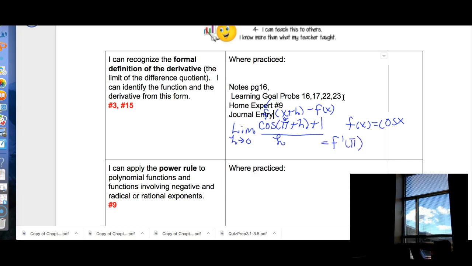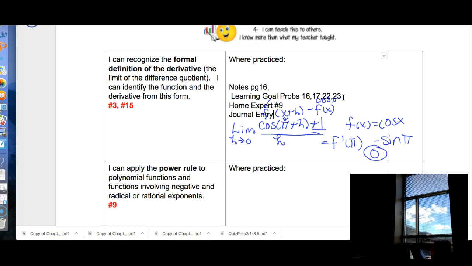You might say, well, where does this minus 1, plus 1 come into play? If you take a look at cosine pi, that would be negative 1. So the derivative of this would be negative sine, and we are evaluating it at pi. Sine pi is 0, so you would say that this is 0.